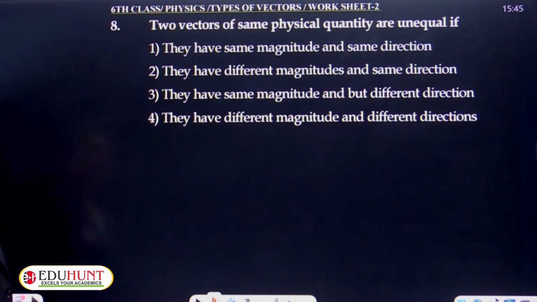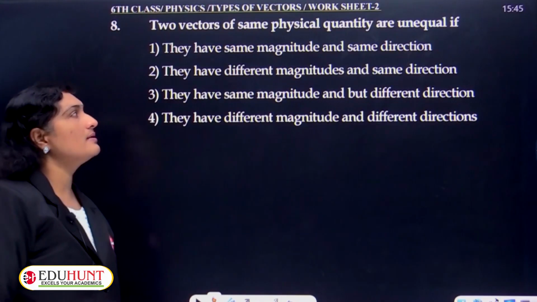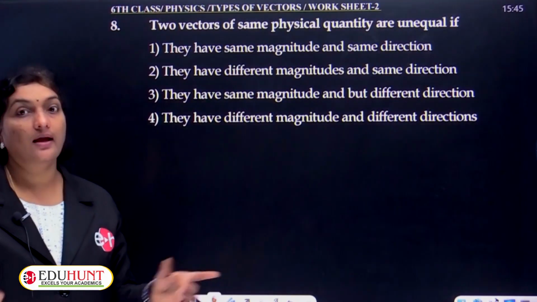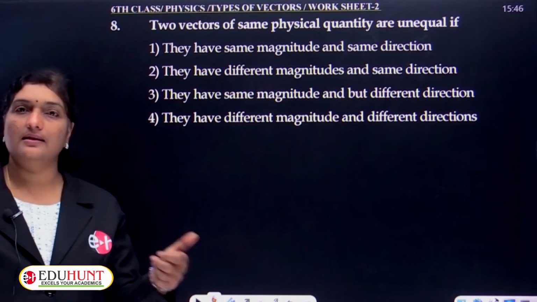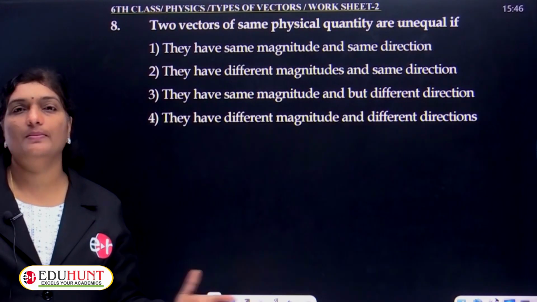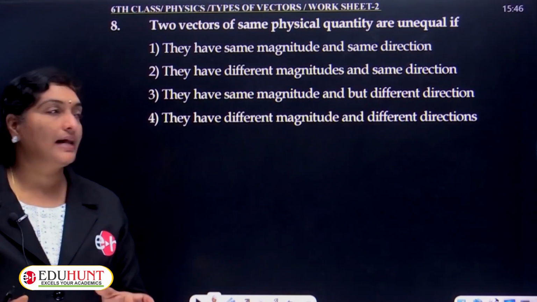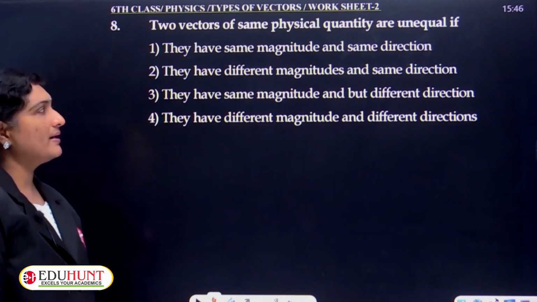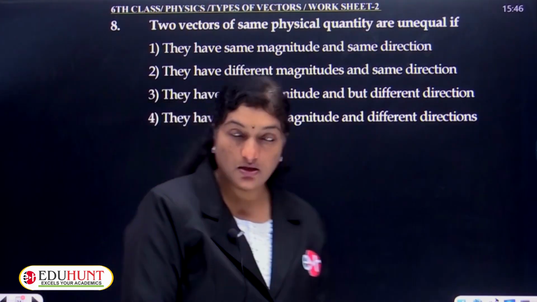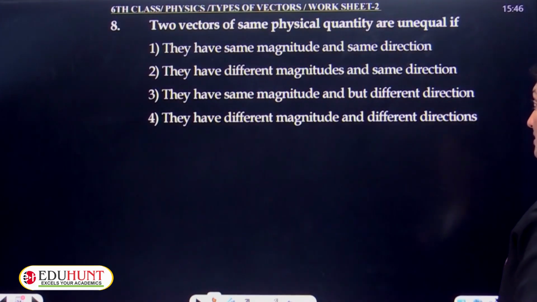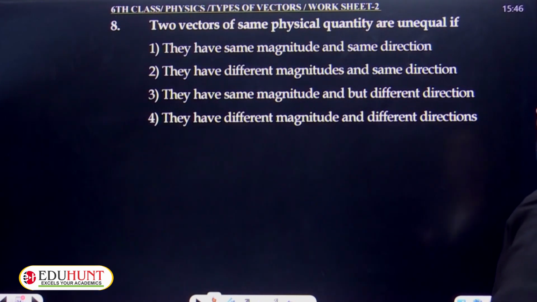So, moving ahead with the next one, eighth question. Two vectors of the same physical quantity. If one vector represents mass, the other also represents mass. If one represents force, the other also must represent force. Same physical quantity. Are unequal if they have same magnitude and same direction. They have different magnitudes and same direction. They have same magnitude but different direction. They have different magnitudes and different direction.